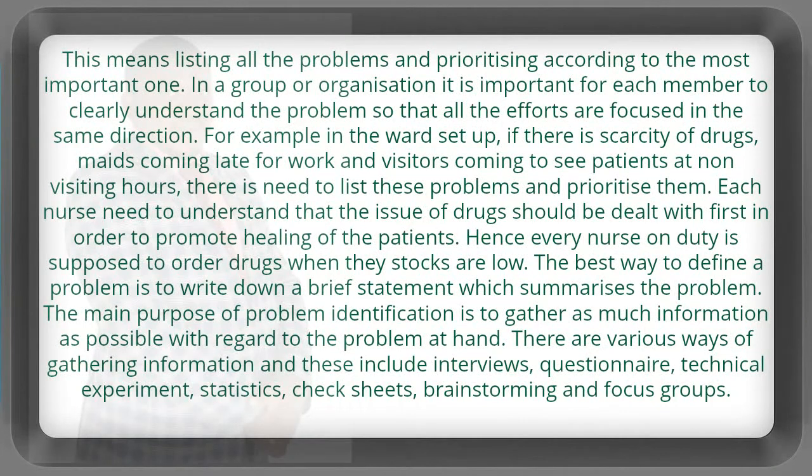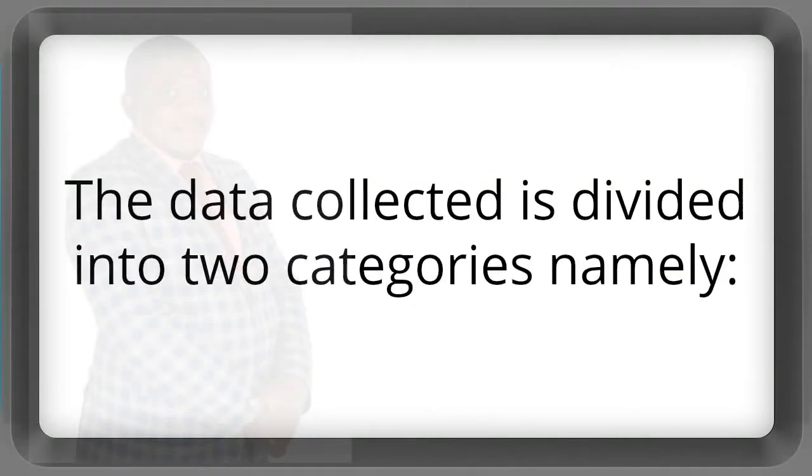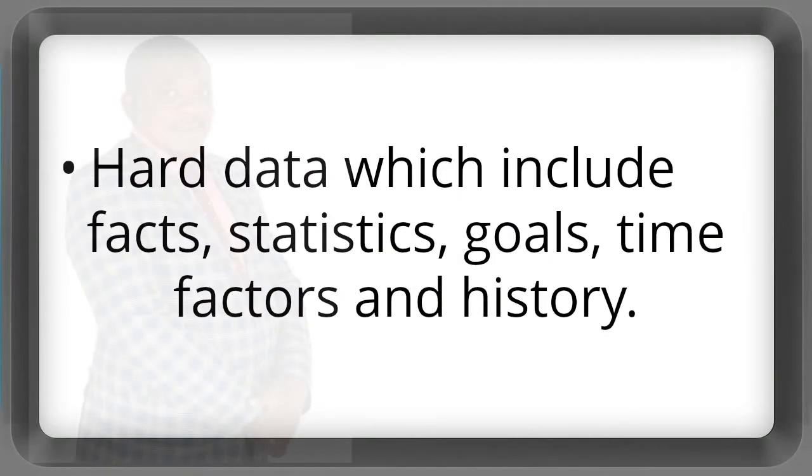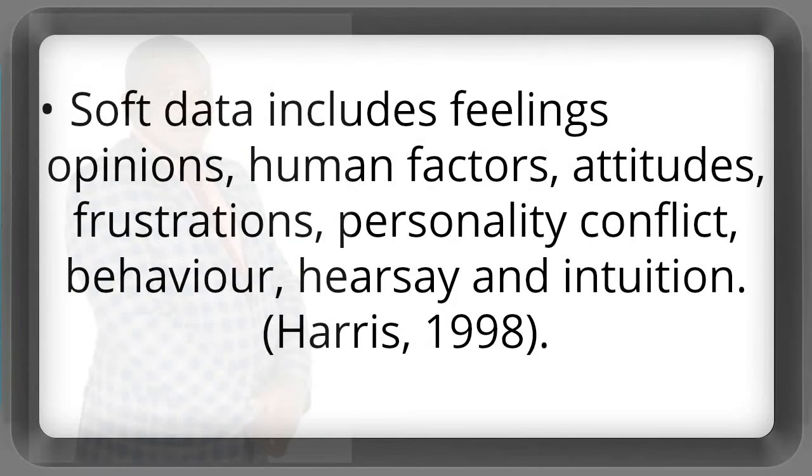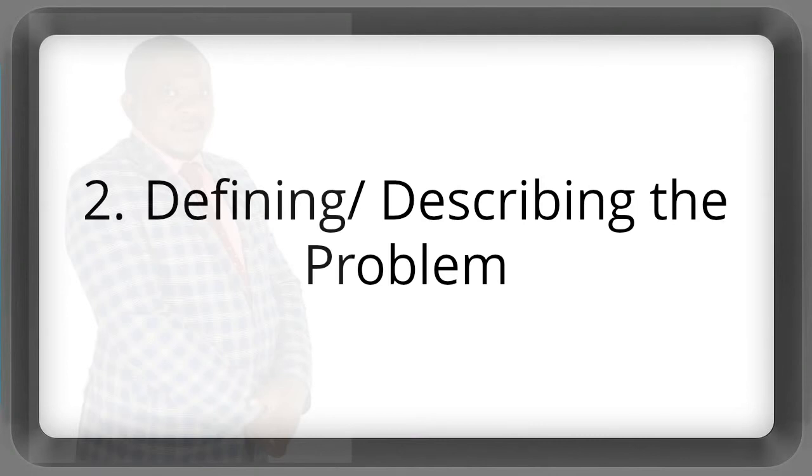focus groups. The data collected is divided into two categories, namely, hard data, which include facts, statistics, goals, time factors, and history. Soft data includes feelings, opinions, human factors, attitudes, frustrations, personality conflict, behavior, hearsay, and intuition (Harris, 1998). 2. Describing the problem.